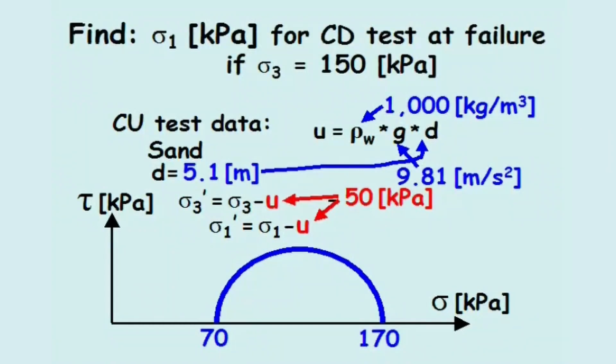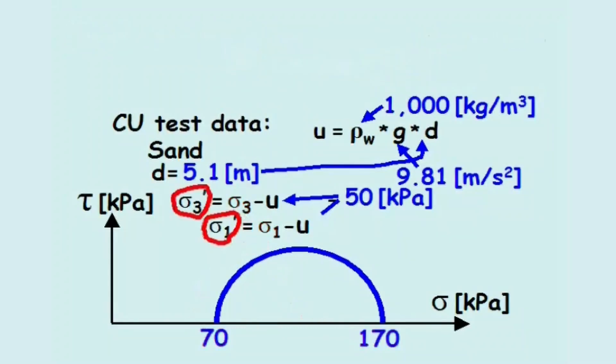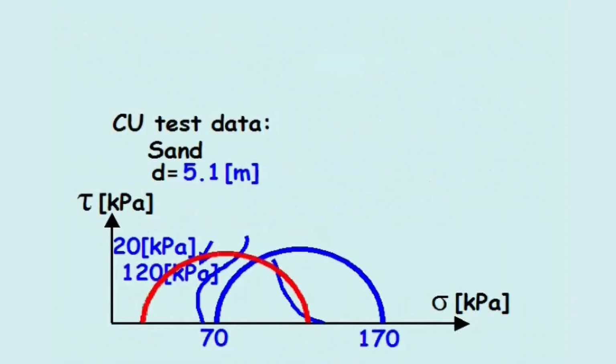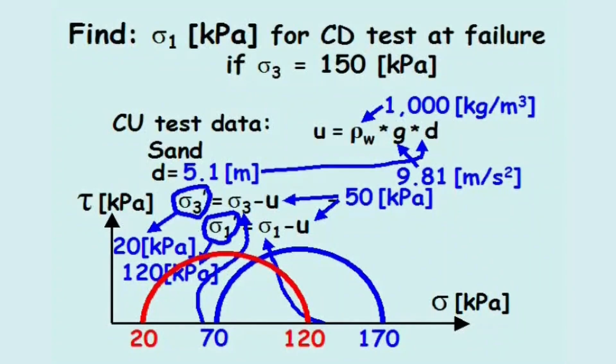Plugging in our pore water pressure and our total stress values, the effective confining and axial stress values are 20 kilopascals and 120 kilopascals, respectively. These points are plotted on the graph and connected by a semicircle. The pore water pressure of 50 kilopascals shifted the semicircle to the left on our plot.